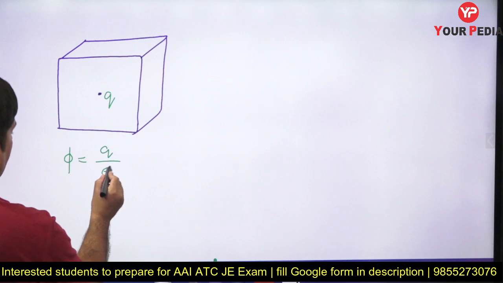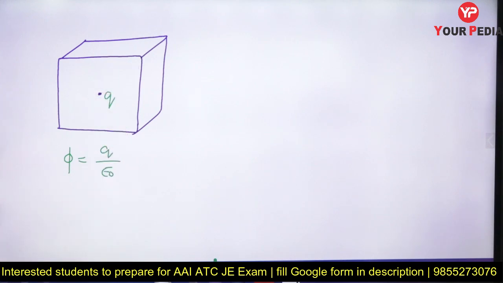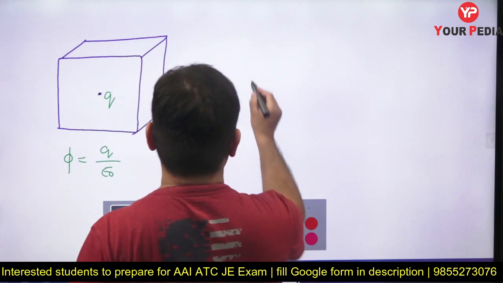Q by epsilon naught. That is a Gauss law. Q by epsilon naught, that is a Gauss law. एक क्यूब में चार्ज रखा है और उस चार्ज के थ्रू, उस चार्ज से कितना इलेक्ट्रिक फ्लक्स निकलेगा थ्रू दिस क्यूब, दैट इज Q by epsilon naught. Okay, done. Now next question is this.